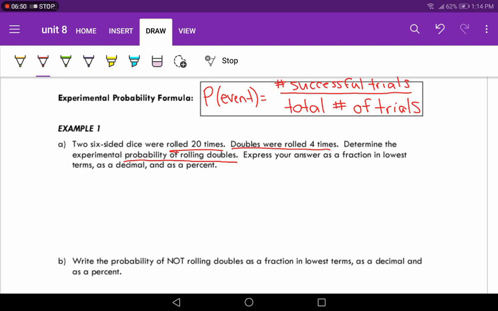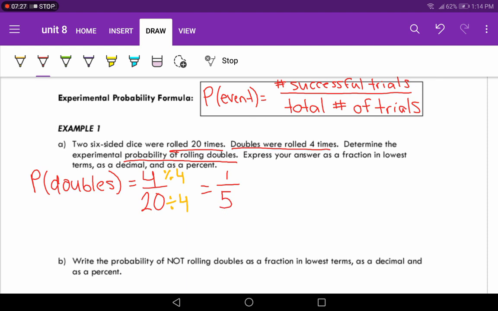So using the equation, the probability of doubles equals the number of successful trials. So we were successful with doubles 4 times out of a total of 20 times. Okay, but we need to write this in lowest terms. So I'm going to divide my numerator and my denominator by 4. So 4 over 20 is the same as 1/5.